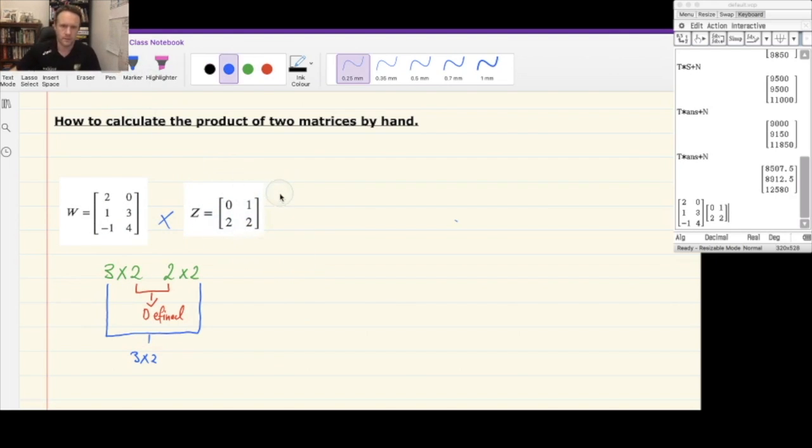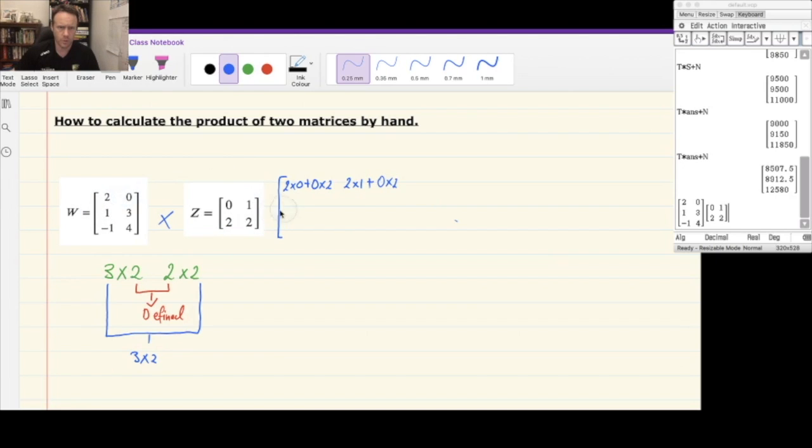Okay, let's make a start. Let's do it with some full working out. We're going to do 2 times 0, that by that one, and then 0 times 2 plus 0 times 2. So that's row 1, column 1. Now row 1, column 2: 2 by 1 plus 0 by 2. Done there.